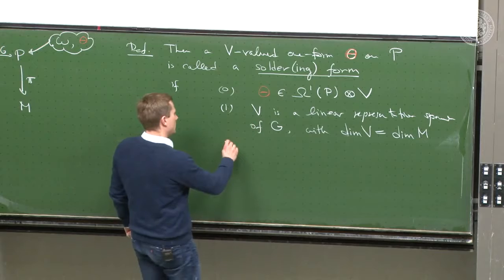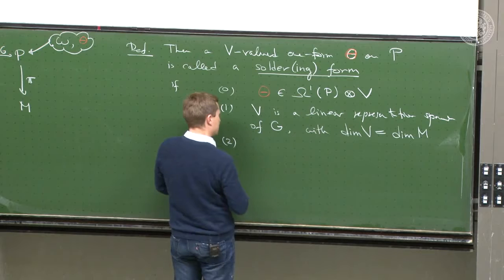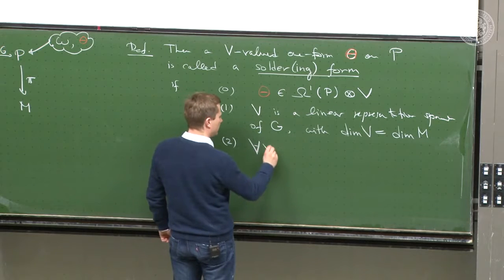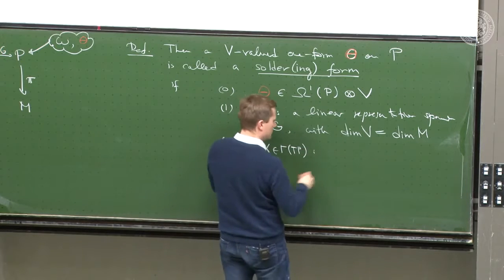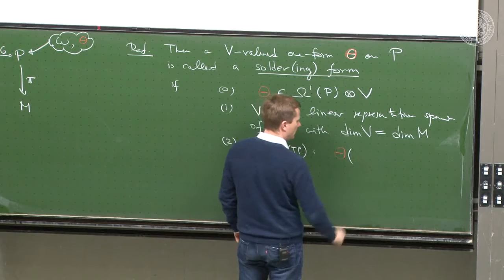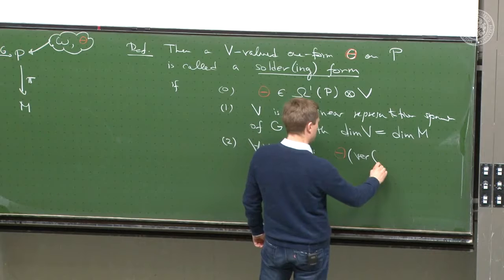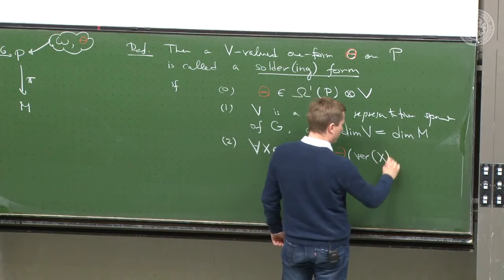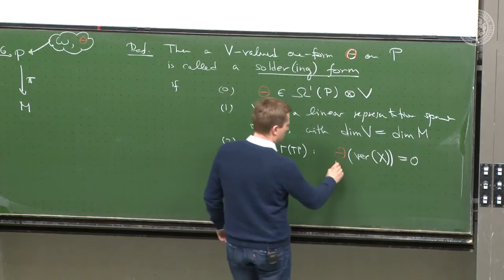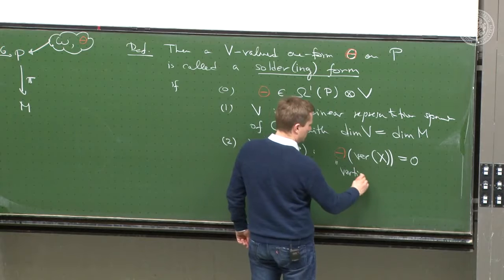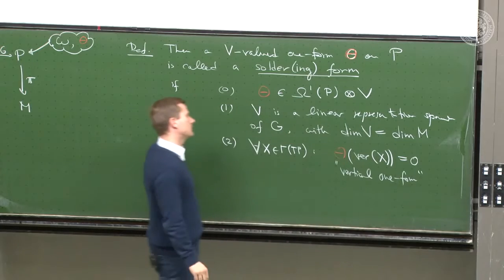Okay? So then this form theta is horizontal. That's just a statement that for every vector field on the total space, theta evaluated on the vertical part, yes, theta evaluated on the vertical part of the vector field vanishes. So sometimes one calls this a vertical one form on the total space.